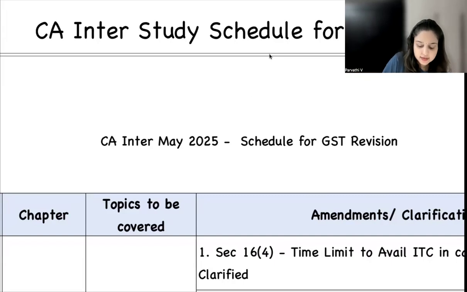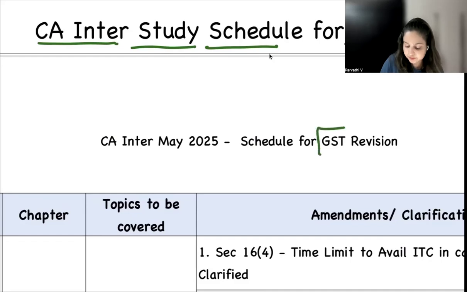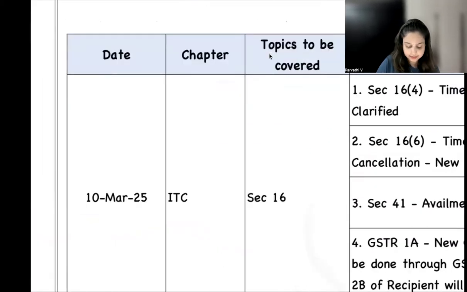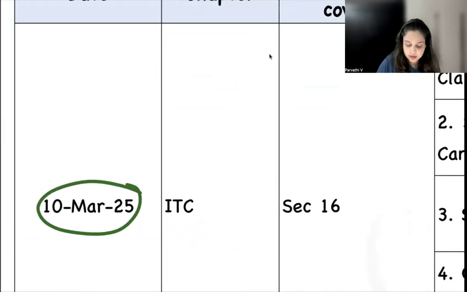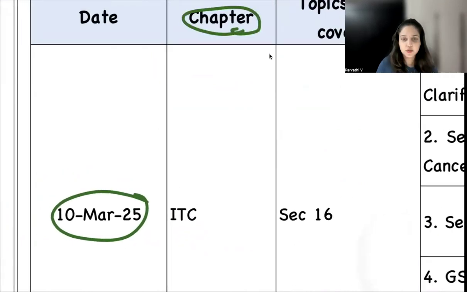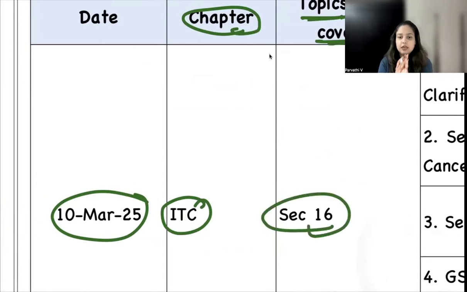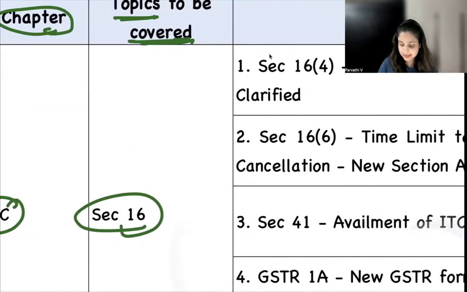I've shared a CA Inter study schedule for May 2025 for the subject GST. This is your revision plan, whatever you call it. Today is 10th March, and the chapter that you have to revise is input tax credit. It is not the entire chapter. The topic that you have to cover in this chapter is Section 16 alone, which we'll be revising today.